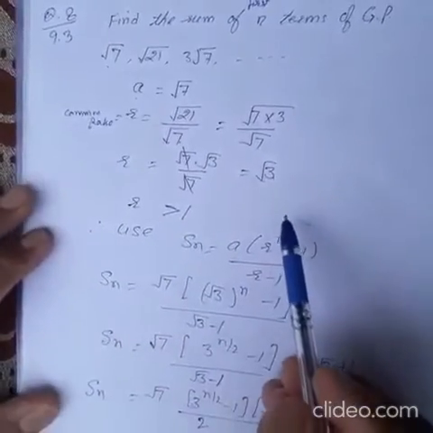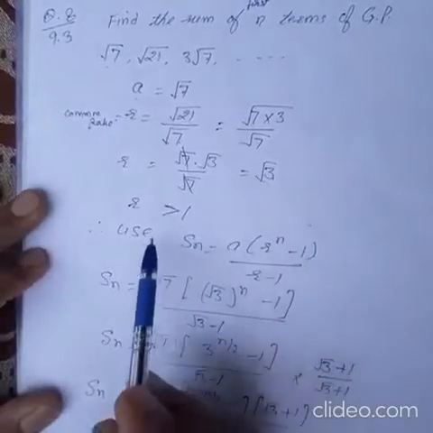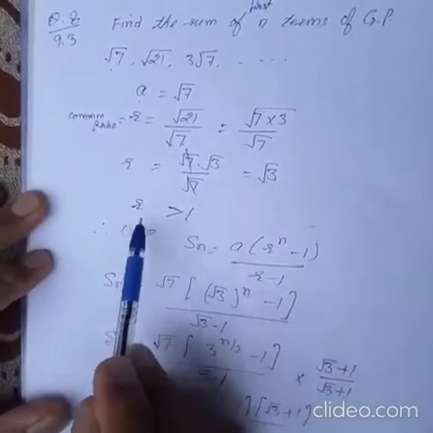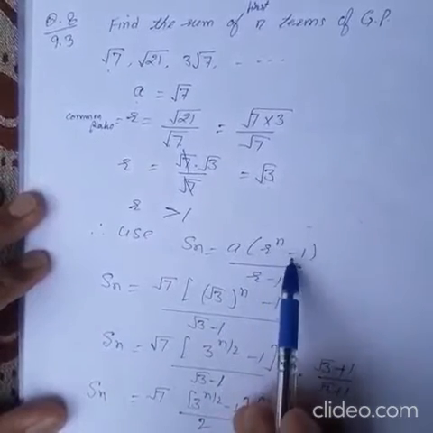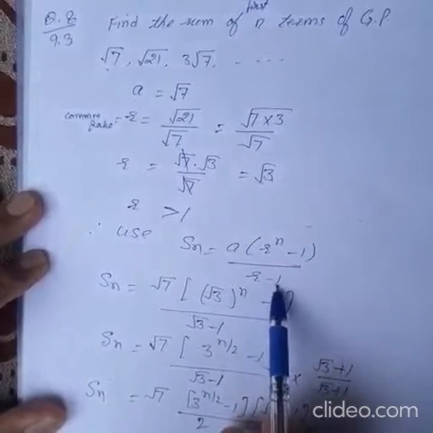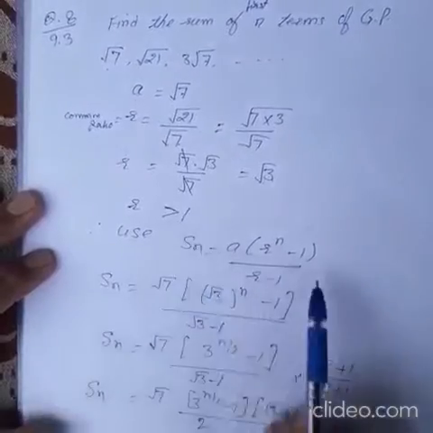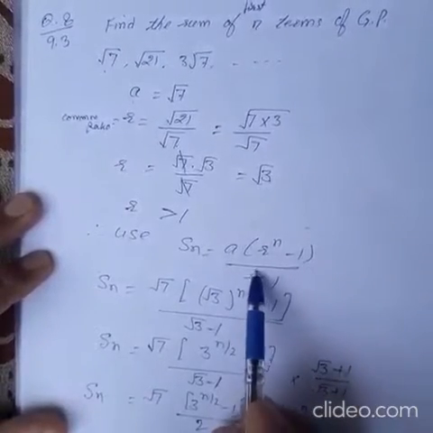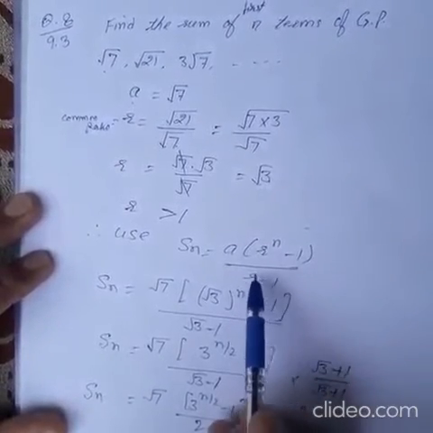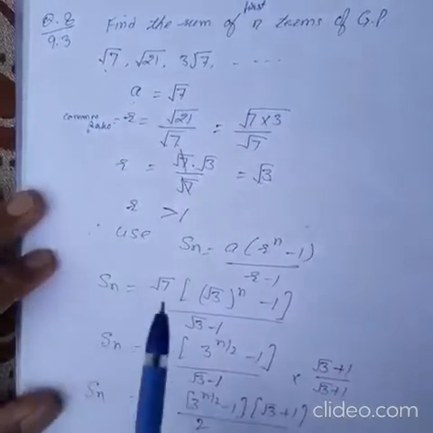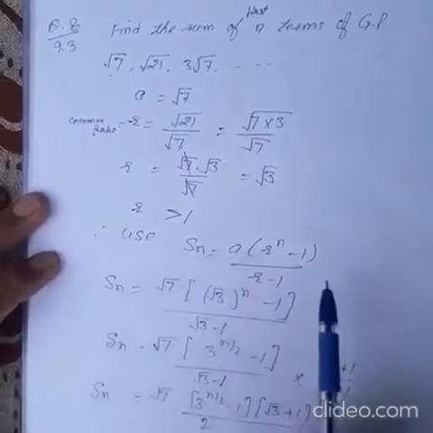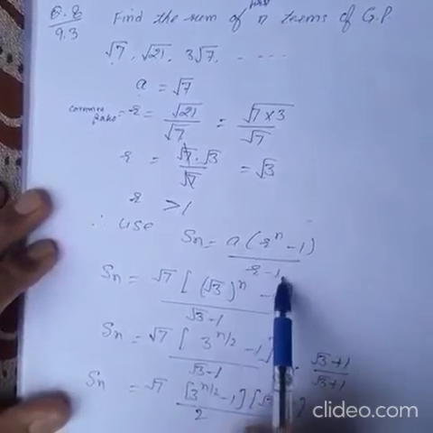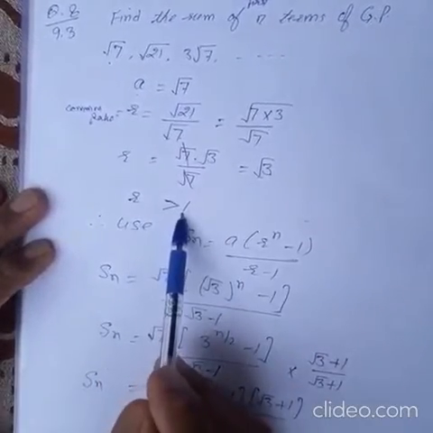You remember the formula for the sum of n terms when R is greater than 1. The formula is A into R raised to the power n minus 1 upon R minus 1. Mind it, after substitution, if you get a negative denominator, it means the formula used is wrong. The denominator should be positive, then the formula will be correct. So R minus 1 when R is greater than 1.